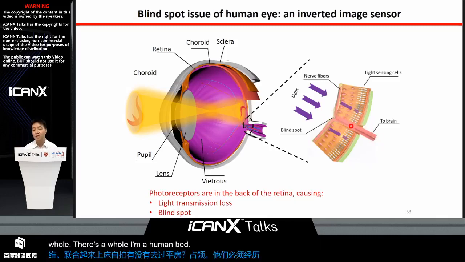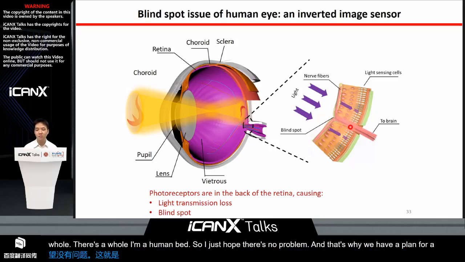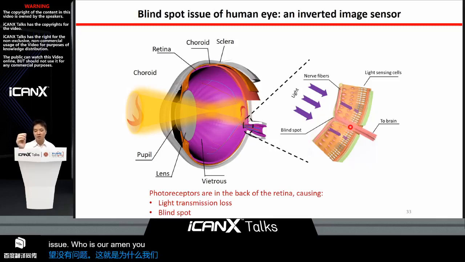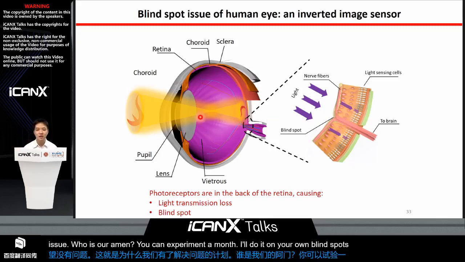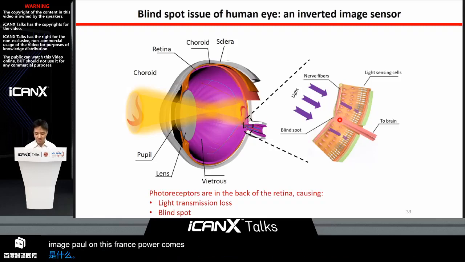Okay, so inside this hole, there's no photoreceptor. And that's why we have a blind spot issue with our own retina. You can find an experiment online on how to find your own blind spot. That means any subjective image that falls on this blind spot, we basically can't see it.